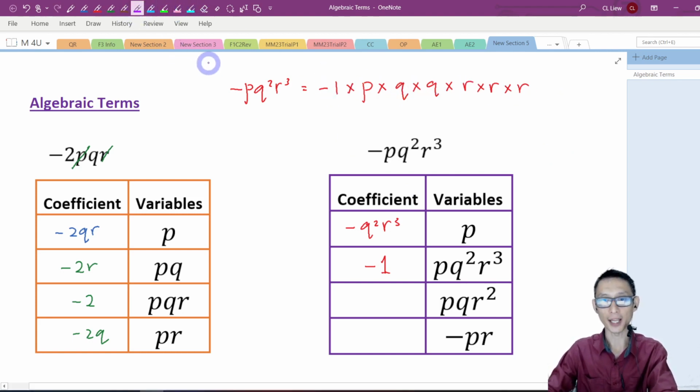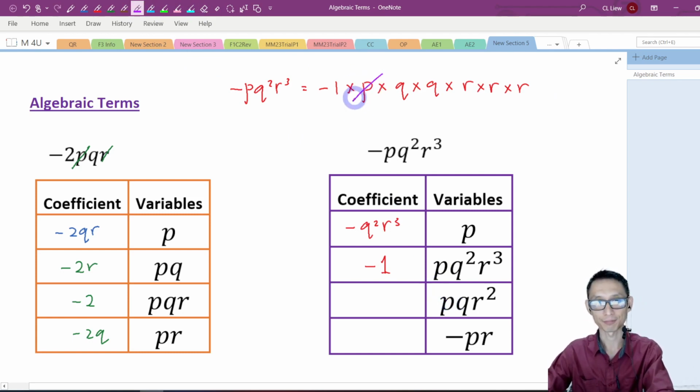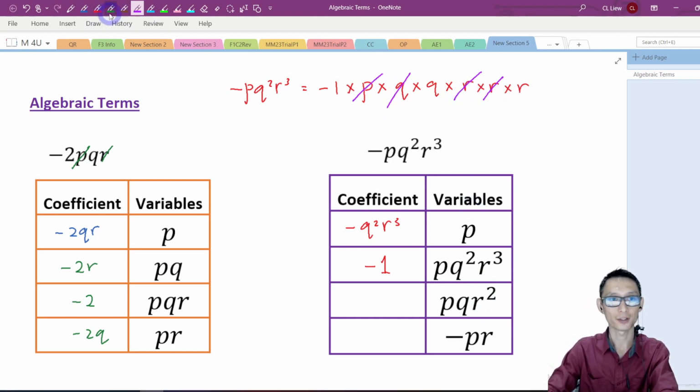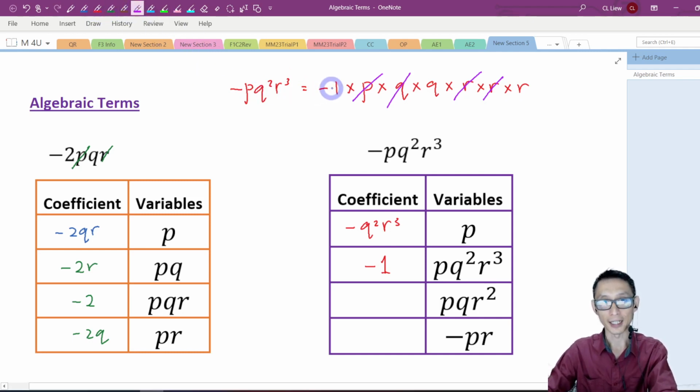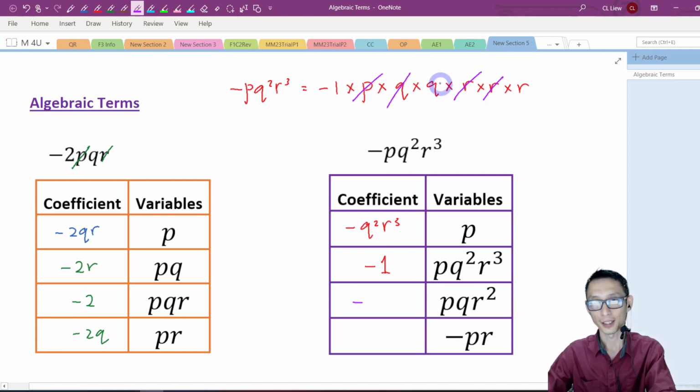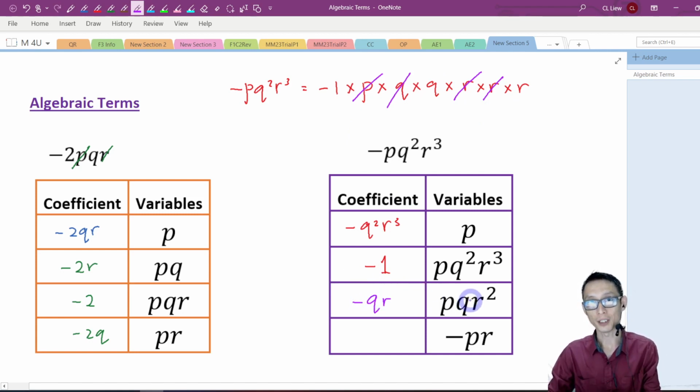Now, what I'm going to do next, P, I'm going to cut P. Okay, Q, I'm going to cut Q. R squared, I'm going to cut R 2 times. Okay, because R squared. So what are left here, we just copy. So you will see negative 1, you don't have to write negative 1, you just need to write negative sign. QR, negative QR. So if you want to double check, you take this one times this one. If you are able to get back this, means that your answer is correct.